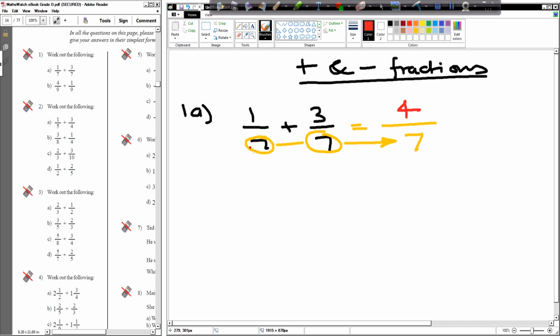Or you can call that a book. 1 book add 3 books equals 4 books. So the book doesn't change. We're talking in terms of books. So here we're talking in terms of 7ths. So the bottom number stays the same. But it's got to be the same in the first place. These numbers must be the same before we can start adding. That's the very basic type of fraction. So I want you to have a go at question B for me, please.